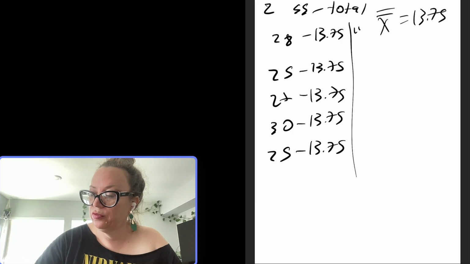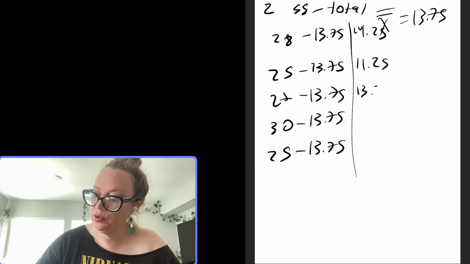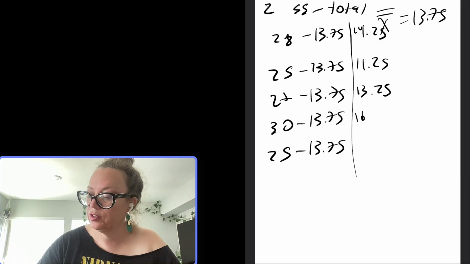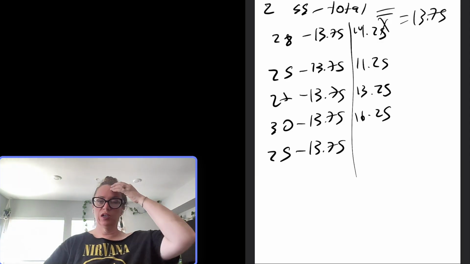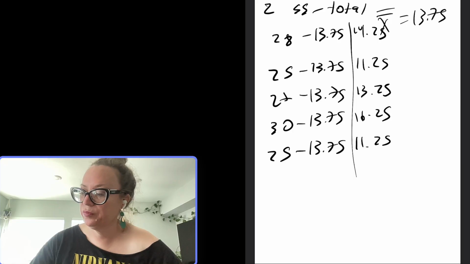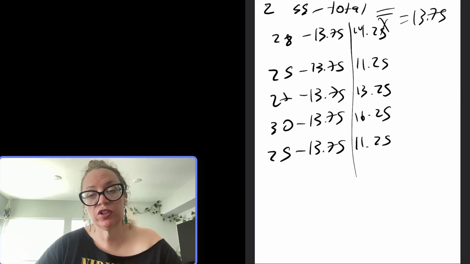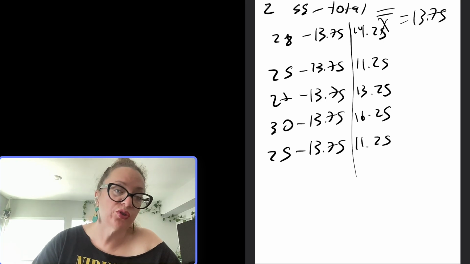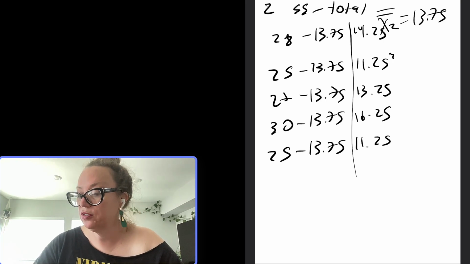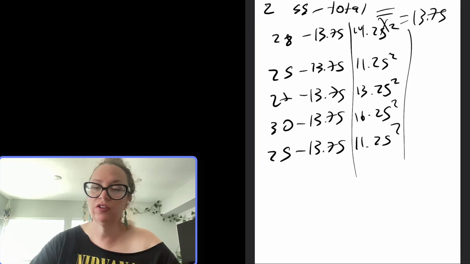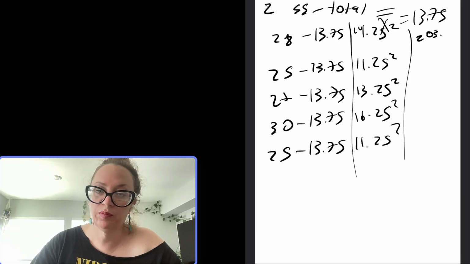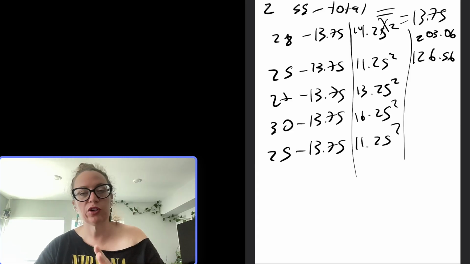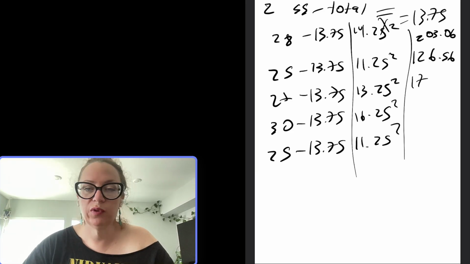So what would this be? This would be 14.25, 11.25, 13.25, 16.25, and what is this last one? 11.25. Now those are all positives in this case, but again, we might get negatives, so we have to get rid of negatives. Even if the scores don't have any negatives, you still have to square it because that's just the formula. You square each of these, and then those are going to equal 203.06, 126.56, and please pause this and do the actual math before I give you everything.